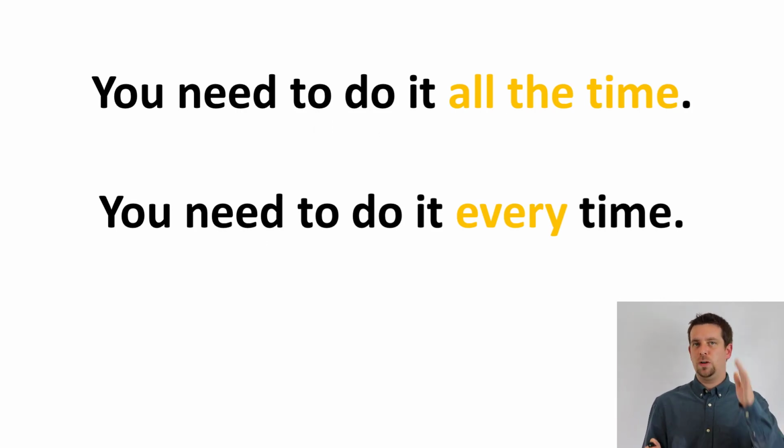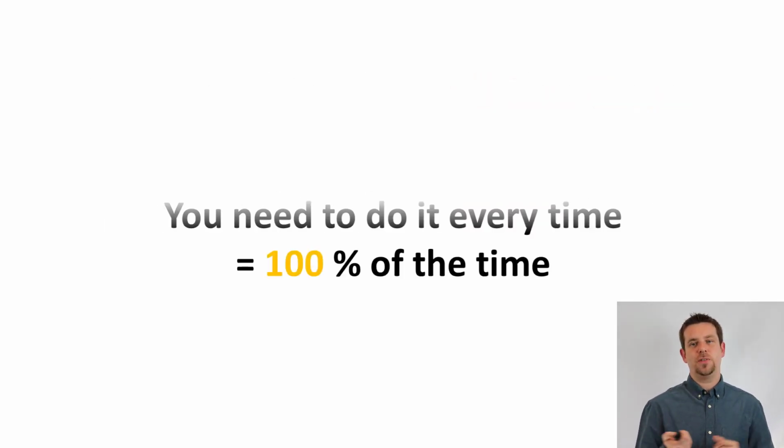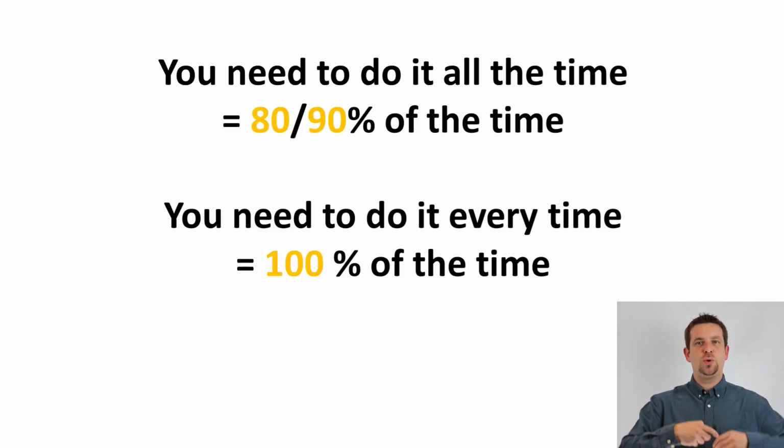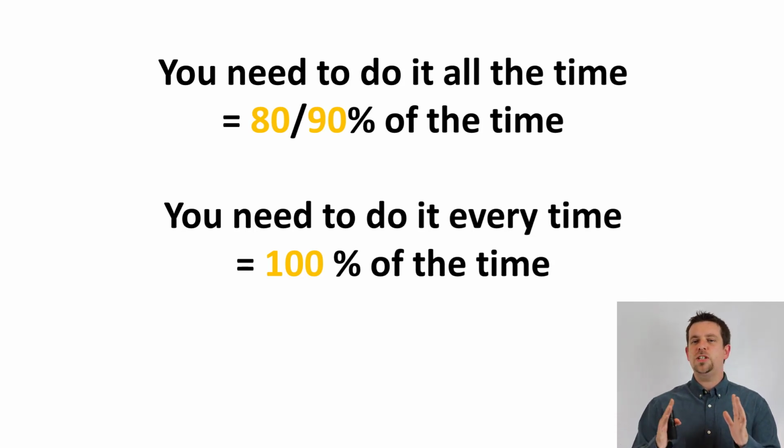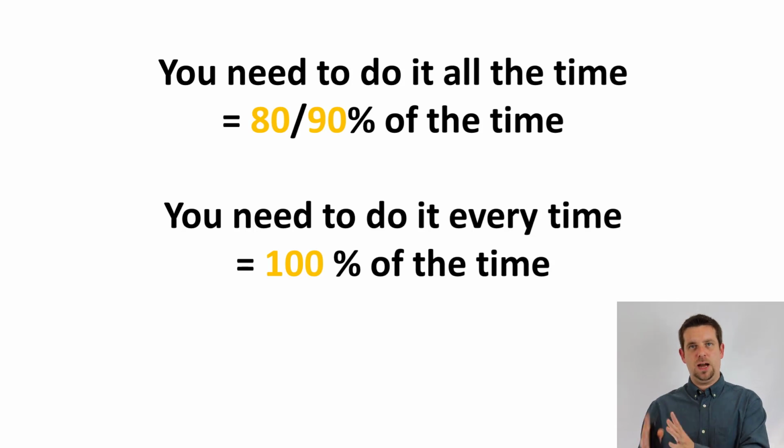You need to do it all the time. You need to do it every time. Now, it's quite a simple difference here. To say you need to do it all the time is sort of like 80 or 90% of the time. It's kind of the idea of continuously. You need to do this all the time. As a general rule, you need to do this continuously. But when you say you need to do it every time, it's 100% of the times.